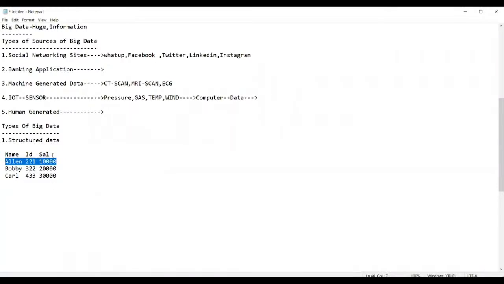Yes, these are the rows and these are the columns. This kind of data is proper data, hence it is called structured data. The data which is placed in the proper form of rows and columns is called structured data. Am I right, everyone?